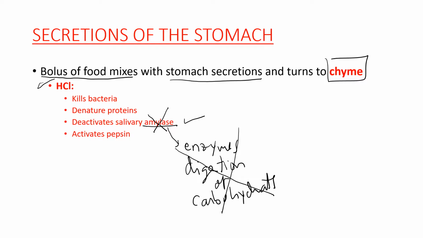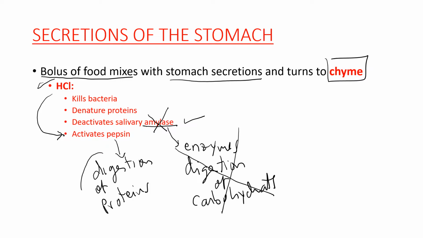However, hydrochloric acid activates pepsin. Pepsin is the enzyme secreted by chief cells. Pepsin digests proteins. Therefore, digestion of proteins takes place in the stomach. Hydrochloric acid further digests proteins by denaturing them. Another function of hydrochloric acid is to kill bacteria.